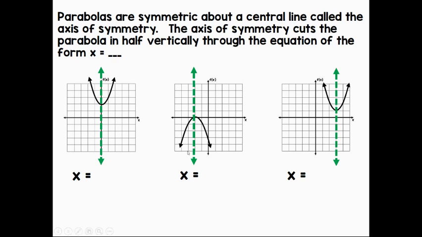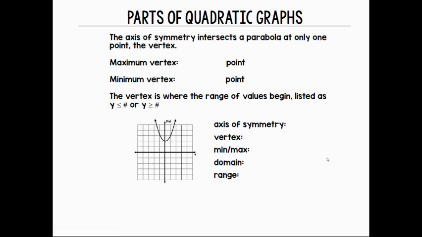Okay, parabolas are symmetric about the central line. We talked about that line of symmetry called the axis of symmetry or the line of symmetry. It cuts the parabola in half vertically through the equation of the form x equals whatever the x value is. So in this case, our axis of symmetry or line of symmetry is at 0, x equals 0. And we use this formula, opposite of b divided by 2a, to get that. This one cuts through the graph at negative 2, so x equals negative 2. And this one cuts through the graph at 3, x equals 3.